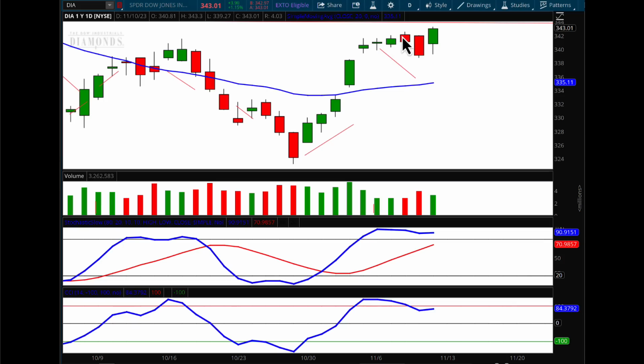Right here, let's take the opening price from the day here on Thursday. So I'm going to carry that opening price over here and draw a horizontal line. That represents the body of the candle.